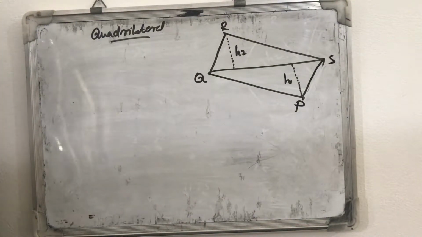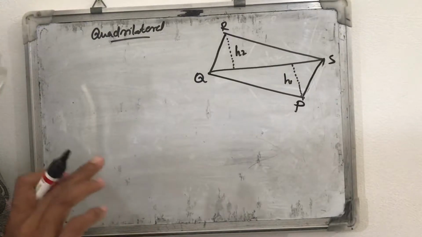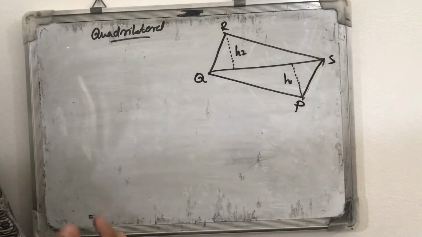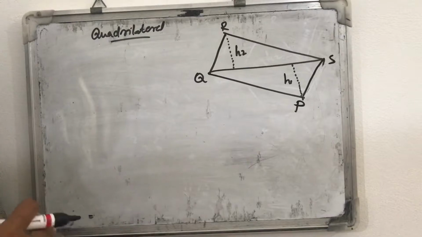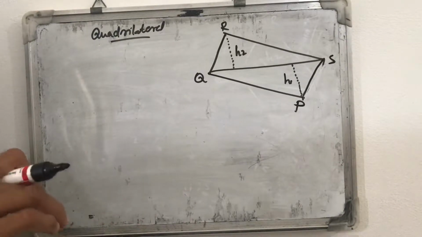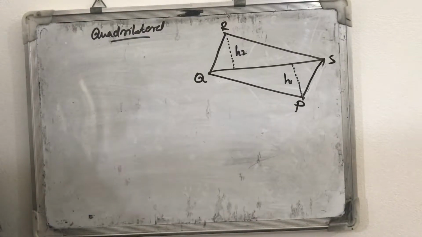Now today we will discuss the equation for finding the area of any quadrilateral, any shaped quadrilateral. It will not be any special type of quadrilateral. For all types of quadrilateral we can use this method.